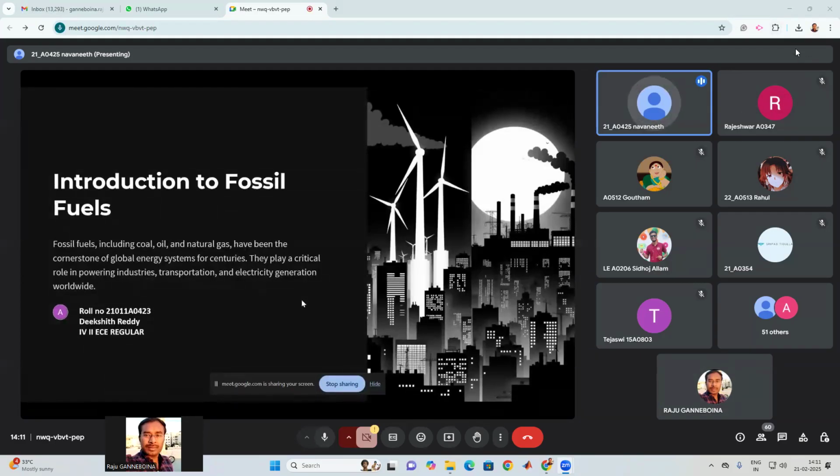And we all know from childhood that we have mainly three types of fossil fuels: coal, oil, and natural gas. So let's discuss how these are formed and how humanity has developed the ability to use these natural resources, what the benefits of using these fossil fuels are, and what the harmful negative effects of using them are.